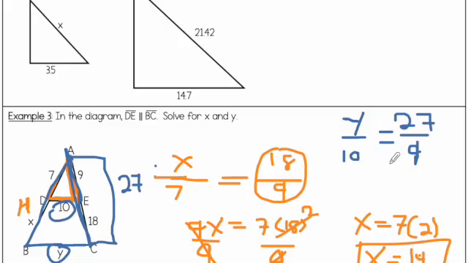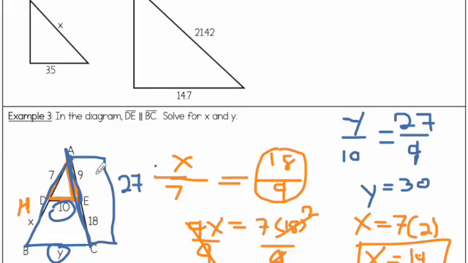Okay, so 9 into 27 is 3 times. 3 times 10 is 30, so y equals 30. And if you're not sure, you can check your work.